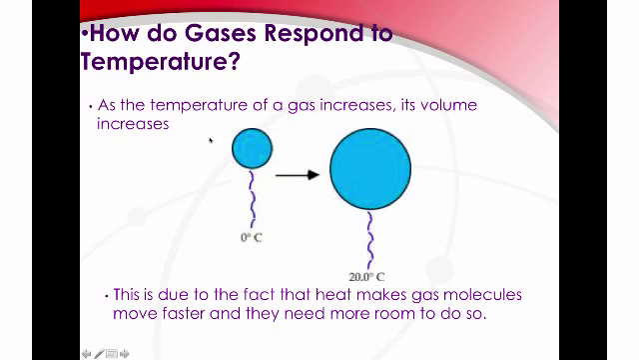So in the picture here, you can see at 0 degrees Celsius, our balloon is relatively small. And over here to this side, we have the second balloon, the same balloon but at 20 degrees Celsius, which has expanded to a much greater size due to the increase of temperature.